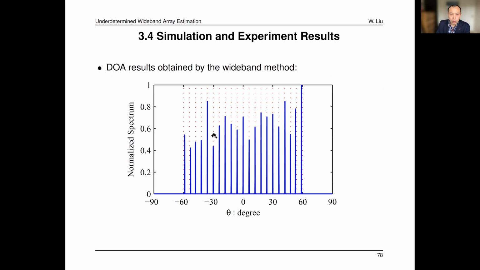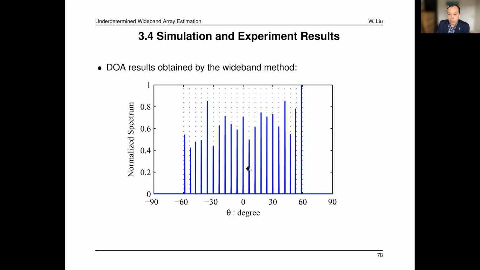However, if you use the wideband method, you can identify these 21 targets clearly, right? There's a little bit of error here, but all of them have been identified successfully. Okay, those are some simulation results.